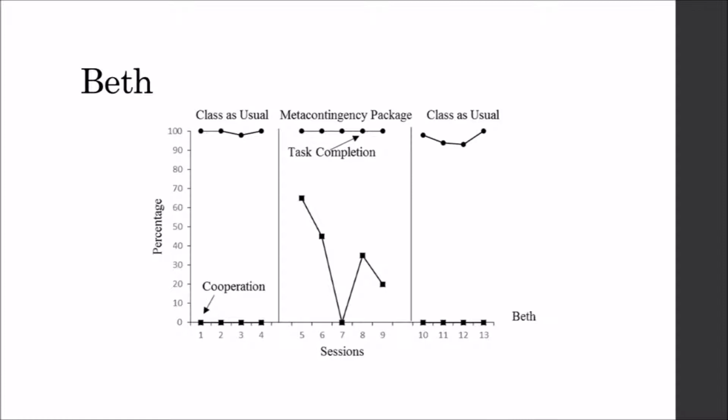During the meta-contingency package, Beth demonstrated cooperative behaviors 4 out of her 5 sessions. These cooperative behaviors were demonstrated in a decreasing trend.